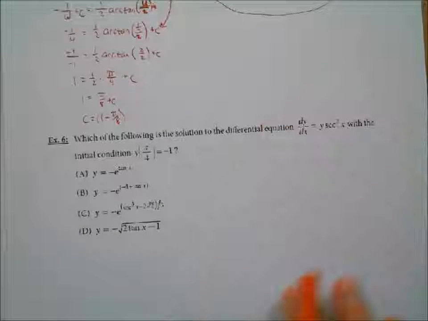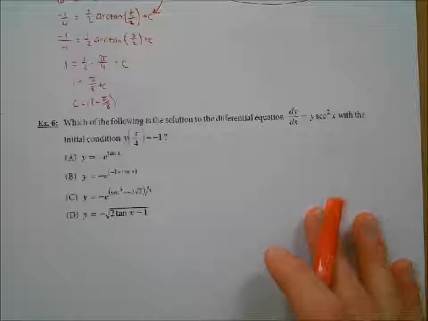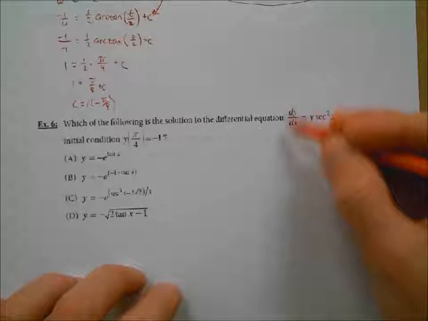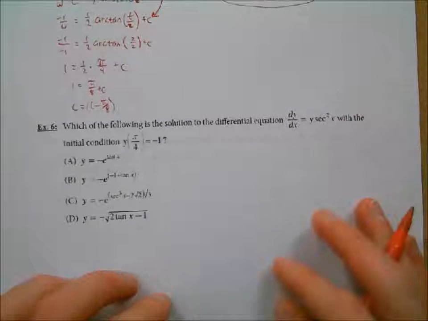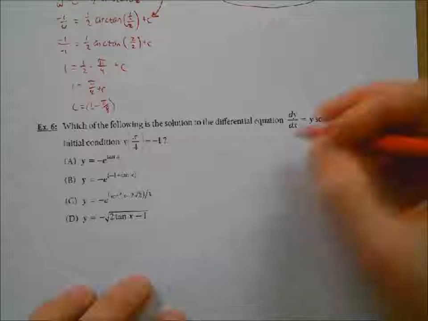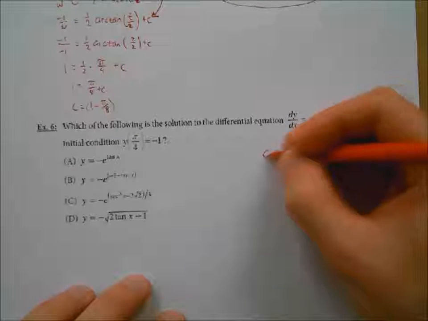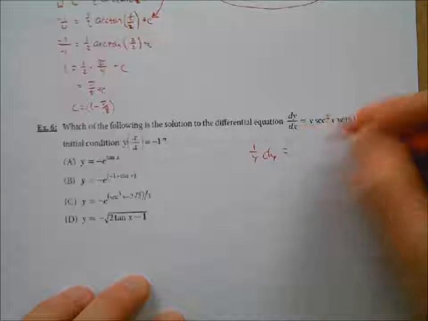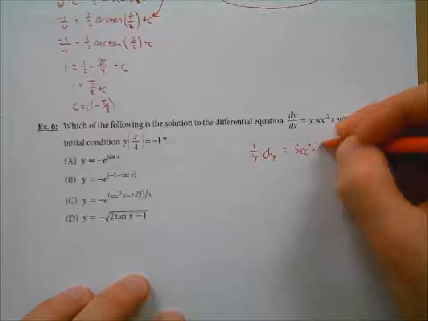So number 6 then. I think some of you already tackled this one, but let's take a look at it here. Which of the following is a solution to the differential equation with the initial condition? We want to solve this differential equation, so we will separate variables. We move the y over, making it 1 over y dy equals, and then move the dx over, secant squared x dx.